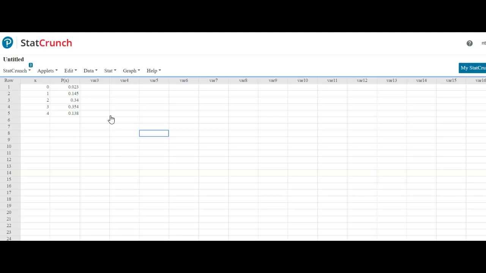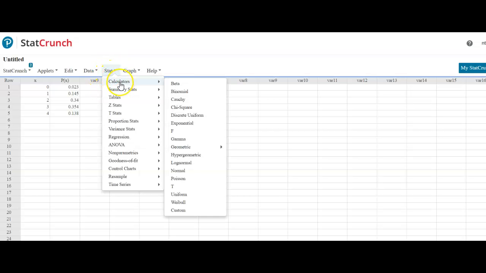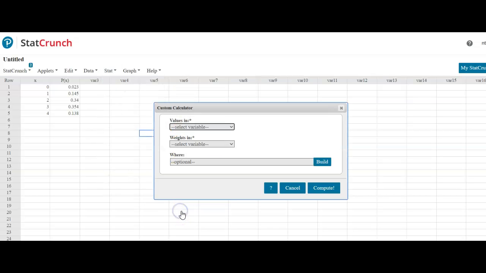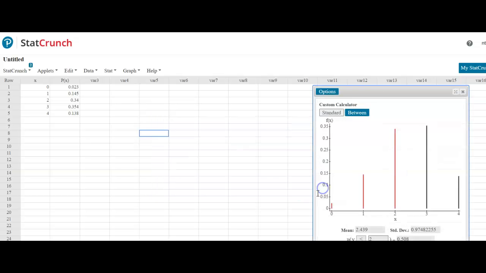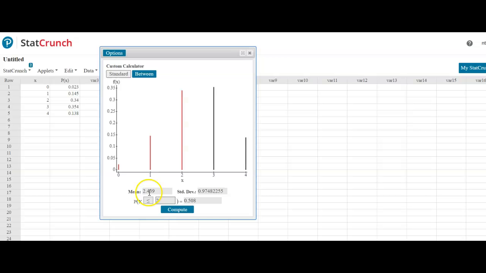That was really the only calculation we did with probability distribution. So let me show you how to do a summary stat with this. I'm going to go to Stat, Calculator, and go down to the bottom where it says Custom. I'm going to click Custom. I'm going to put my values in, which is my random variable, so this is my first list. And my weights, that's going to be my P of X, so my second list. And I'm just going to hit compute. When I hit compute, at the bottom, it will tell me the mean and the standard deviation.